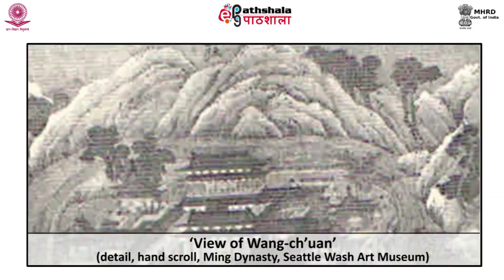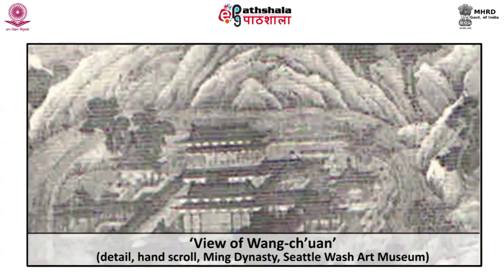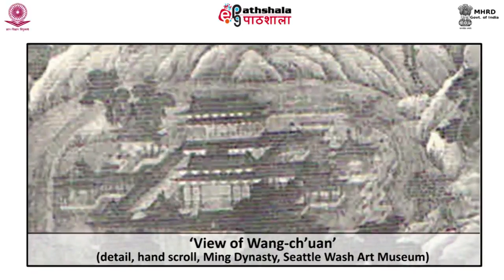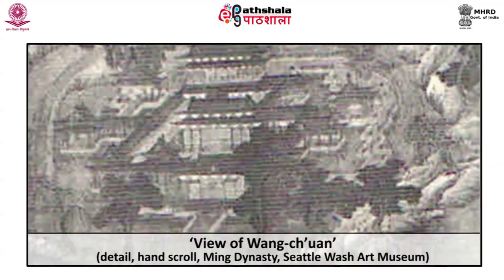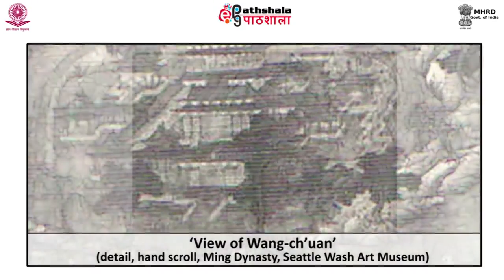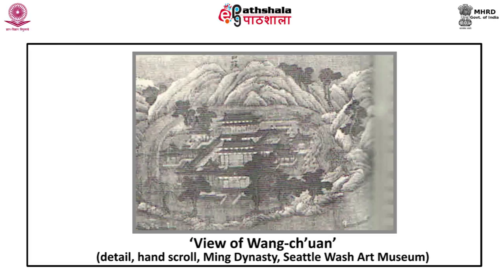His landscape, they claimed, must therefore have been the expression of highest Confucian virtues. Later copies of several of his paintings, notably a long panorama depicting his country estate, have been handed down. View of Wang Chuan Villa, a detail of a hand scroll belonging to the Ming Dynasty and at present in the Seattle Art Museum, is a good example.